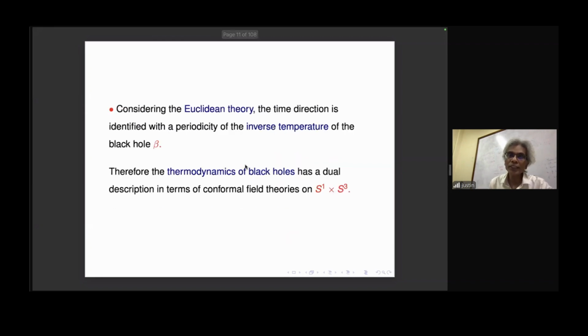But if you take this at finite temperature, if you consider this for the Euclidean theory, the time direction is identified with the periodicity of the inverse temperature. And this happens in gravity also. There is some point, I think all of us are familiar, where there is a conical singularity which you have to remove, and the periodicity comes out naturally as the temperature of the black hole. And therefore, the thermodynamics of the black hole has a dual description in terms of conformal field theories on S1 times S3. So that's the reason this geometry is interesting. Conformal field theories on S1 times S3 are naturally dual to black holes in AdS5, or lower dimensions if you look at gravity in lower dimensions.